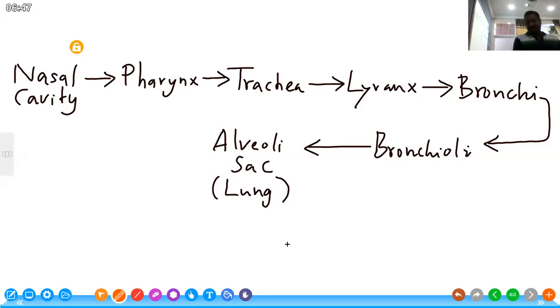Now it is very easy to explain expiration, the opposite process. Opposite of this flow chart, how breathing out is done. Expiration. Okay, write it.